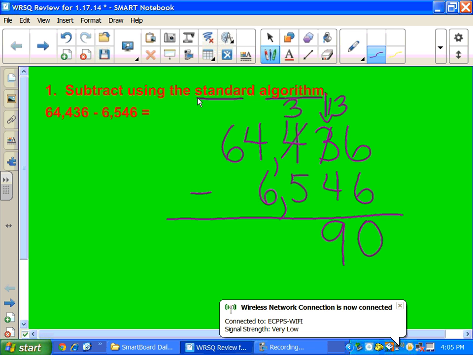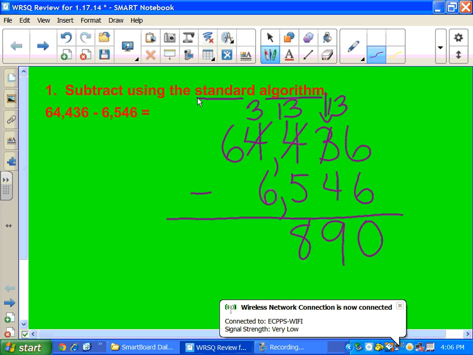Now I go to my hundreds place. In my hundreds place, I have 3 hundreds now, but I'm trying to take away 5 hundreds. So I can't do that, so I'm going to go to the thousands. If I grab 1,000, that leaves 3 thousands left. But that 1,000 equals 10 hundreds. 10 hundreds plus 3 hundreds equals 13 hundreds. 13 hundreds minus 5 hundreds is 8 hundreds.